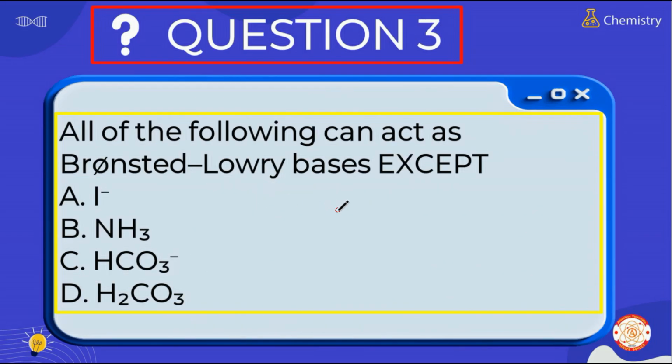Question number 3. All of the following can act as Bronsted-Lowry bases except: iodide ion, ammonia, bicarbonate ion, and carbonic acid. Now let us define what Bronsted-Lowry bases mean.